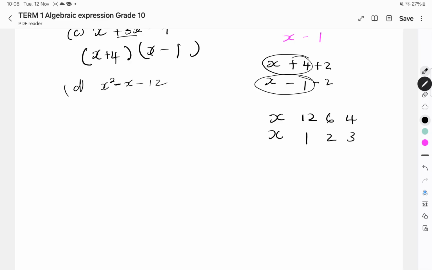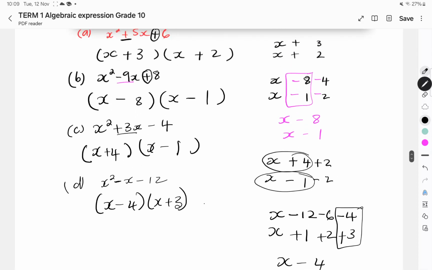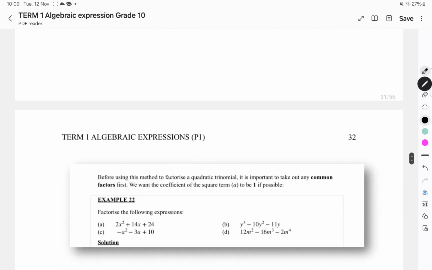Now, the bigger numbers will take the minus. So which one will give me minus 1? It means my factors are x minus 4 and x plus 3. So I'll have x minus 4, x plus 3 as the answer. Are we together? You are done.